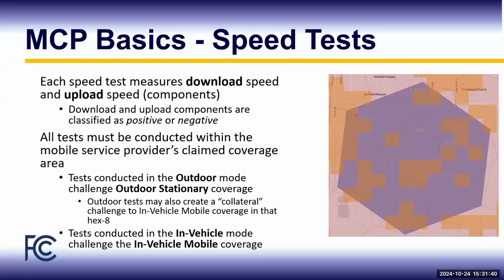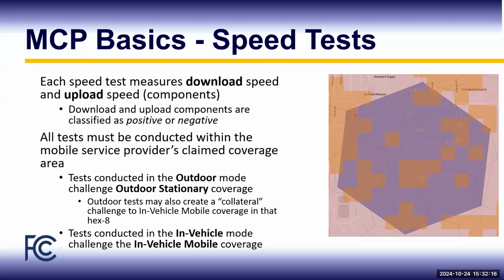As you saw during the demo, the FCC Speed Test app will conduct each speed test by first measuring download speed and then measuring upload speed. We refer to these measurements as the components of the speed test. Download components and upload components are evaluated separately against the relevant speed threshold. For example, a speed test conducted in a provider's 4G LTE coverage area will have its components compared against the 5 megabit per second download threshold and 1 megabit per second upload threshold.